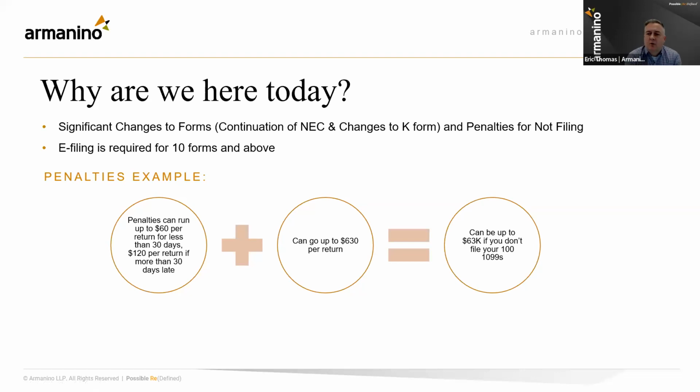So regarding the 10 or more threshold, let's say we have 8 employees on W-2s and we have 5 1099s to file. Will we be required to file electronically since our total would be 13, or does the 10 threshold only apply to the 10 or more 1099s? The IRS language is that it only applies to the 1099s. So in that case, you could still paper file, as long as your 1099 threshold does not exceed 10.